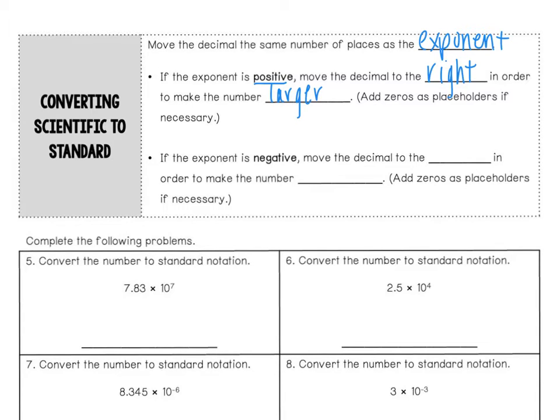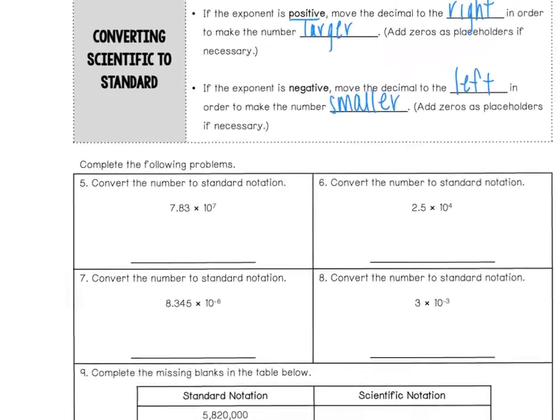If the exponent is negative, you are going to move the decimal to the left in order to make the number smaller. So you're going to add zeros as placeholders if necessary. So let's go through and do some examples.